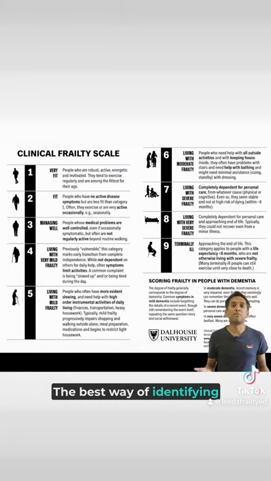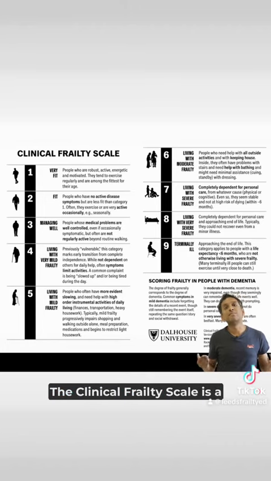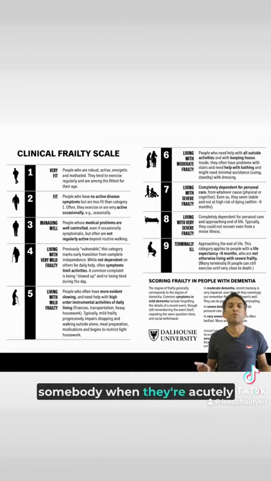The best way of identifying frailty on an individual basis is by using the Clinical Frailty Scale. The Clinical Frailty Scale is a validated tool that is used to identify people with frailty. It shouldn't be used to judge somebody when they're acutely unwell. If somebody is unwell, then we should judge them based on their abilities 2 weeks before they became unwell.